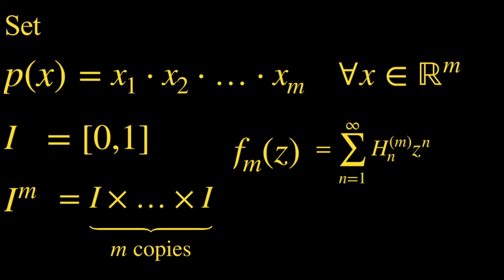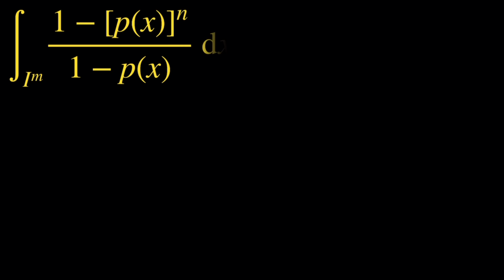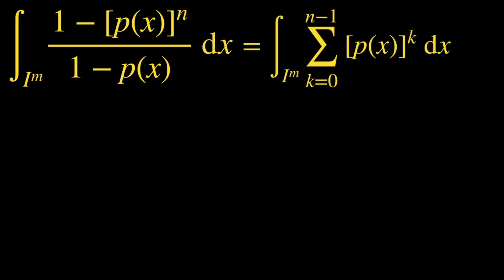Okay, so now we're going to denote by f sub m the generating function we're trying to find. Okay, now the first thing we want to do here is express the nth harmonic number of order m as an integral. Okay, so we're going to compute the integral over the hypercube I^m of 1 minus p of x to the n divided by 1 minus p of x dx.